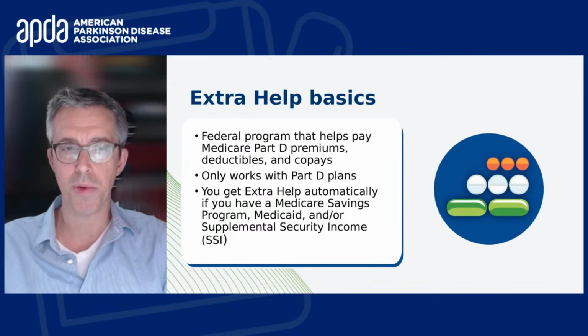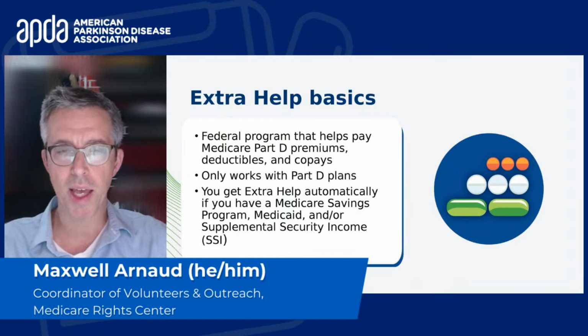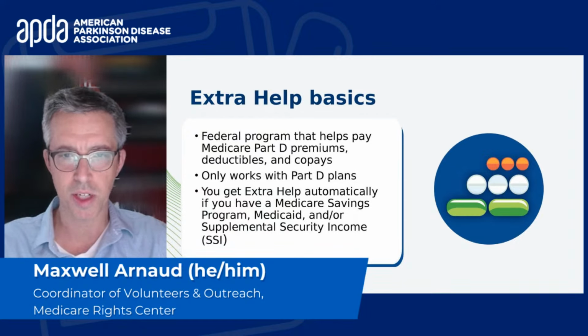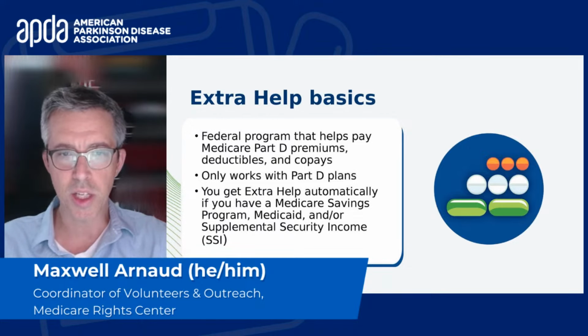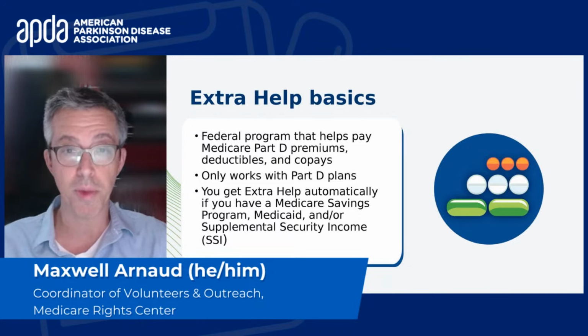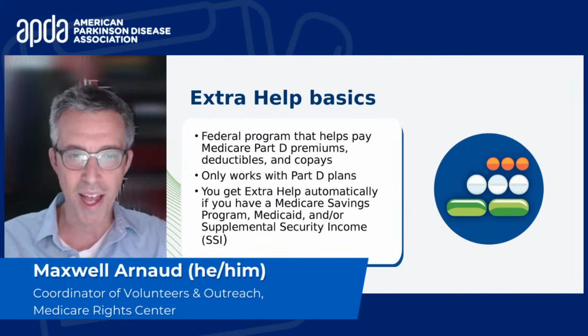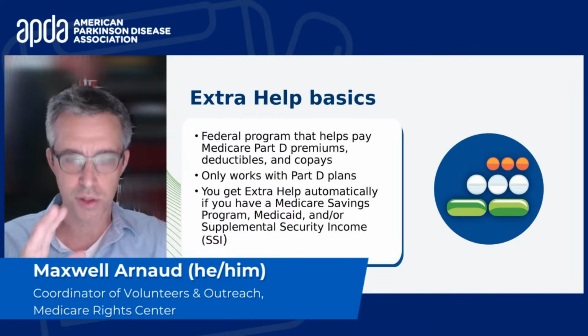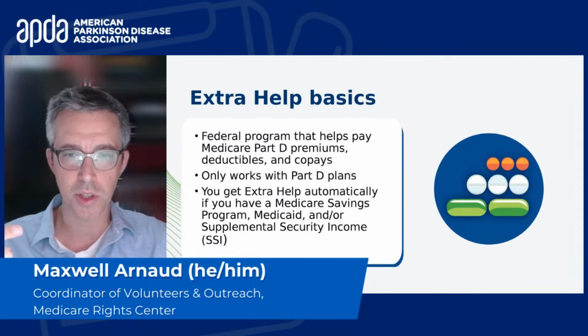So Extra Help. Extra Help is a federal program that helps pay Medicare Part D premiums, deductibles, and copays. It only works with Part D plans. You can get Extra Help automatically if you have a Medicare savings program. So that program we were just discussing that gives you back $174 on your Social Security every month will also automatically get you this benefit. You also get it automatically if you have Medicaid or supplemental security income.